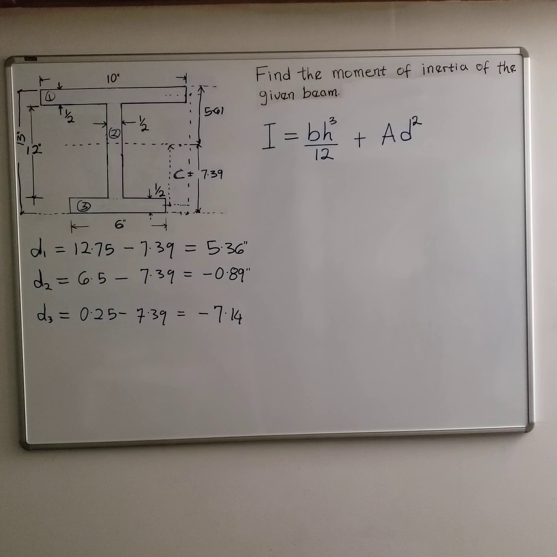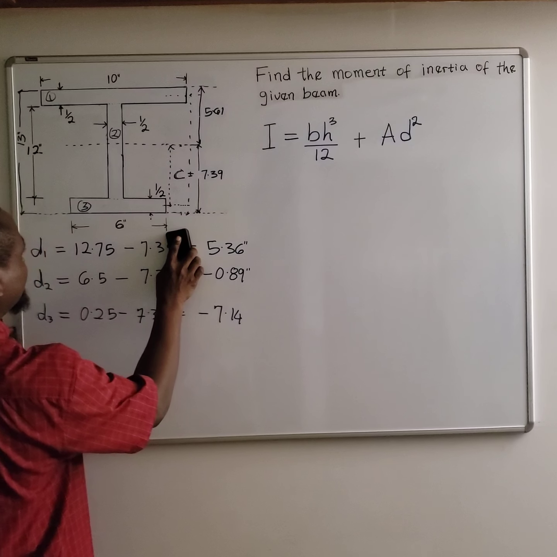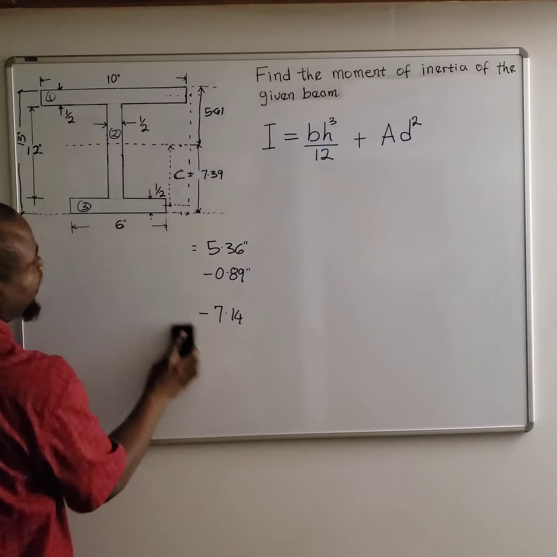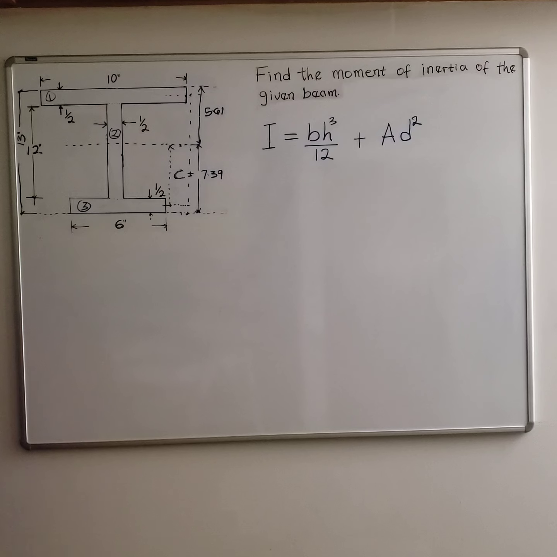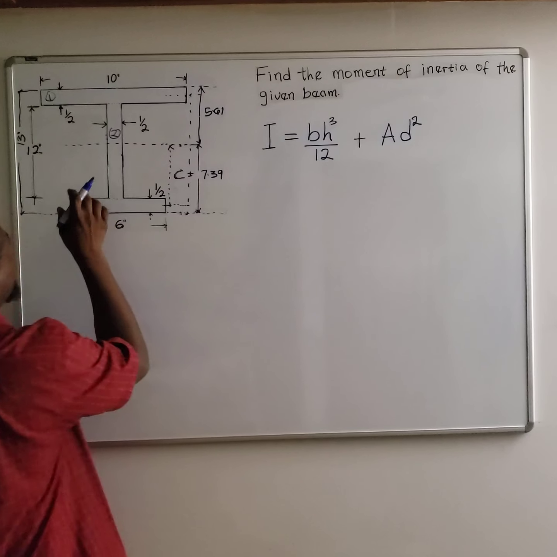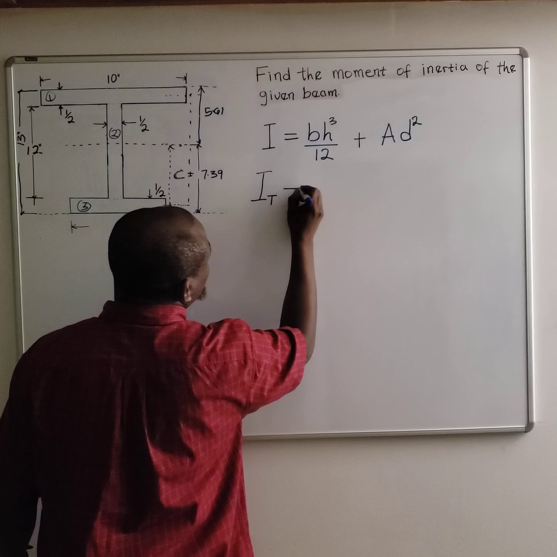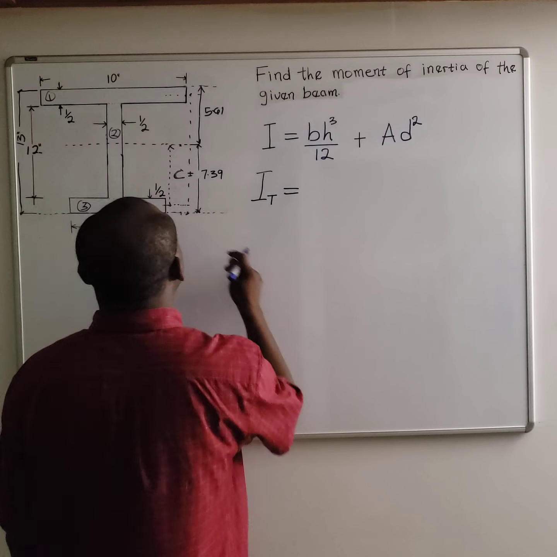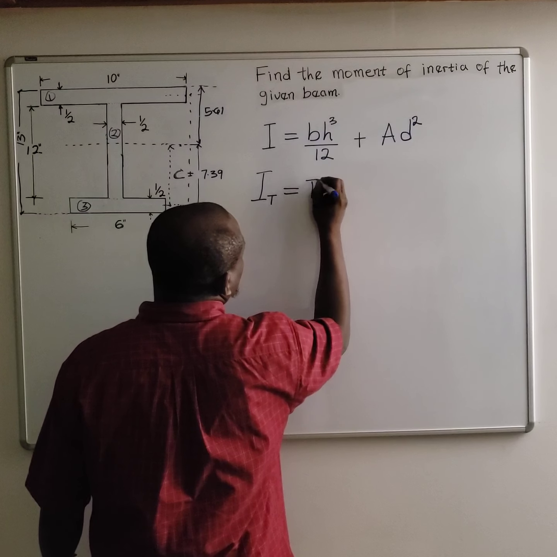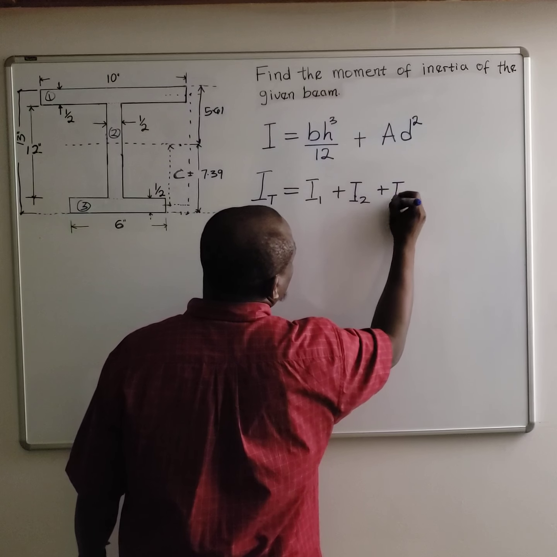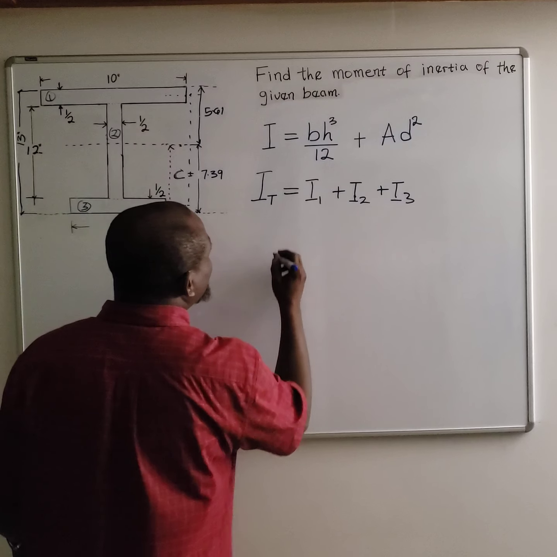So we're going to need that value to be able to calculate our moment of inertia. So let's just take this out. Just bear these values in mind. So the moment of inertia of this shape, which I will call the total moment of inertia, will be the moment of inertia of the individual shapes, I1 plus I2 plus I3. Okay? So let's start with our I1.